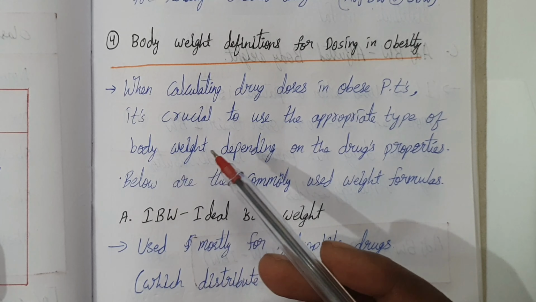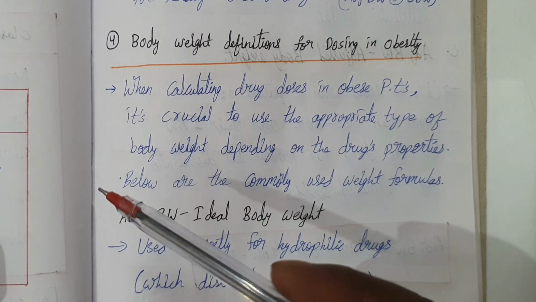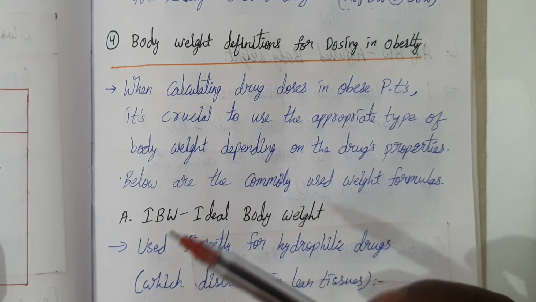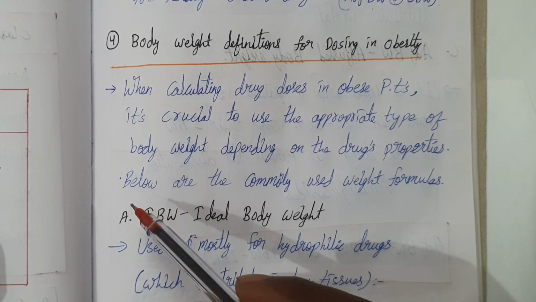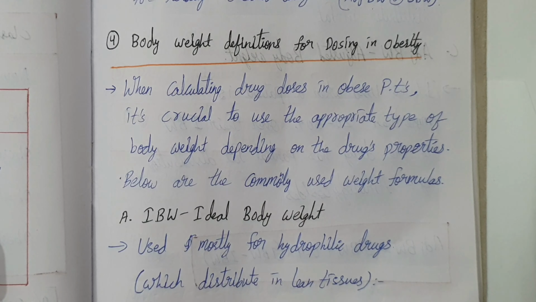Now we are calculating dose in obese patients. When calculating drug doses in obese patients, it's crucial to use the appropriate type of body weight depending on the drug's properties. Below we will discuss what they are. Firstly, IBW, meaning ideal body weight. It is mostly used for hydrophilic drugs.